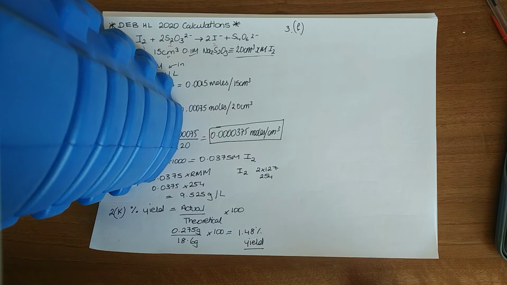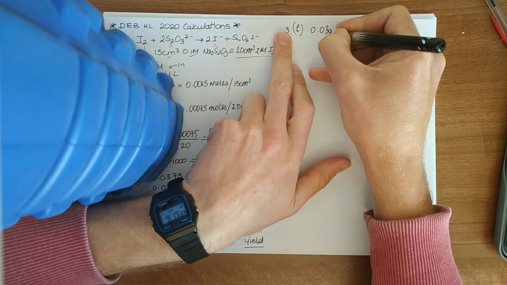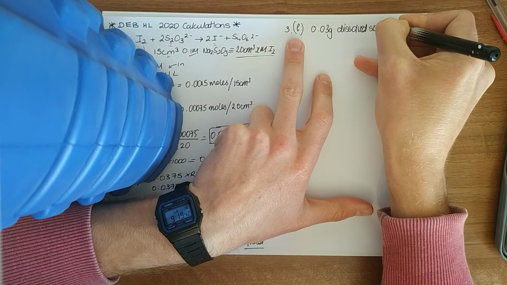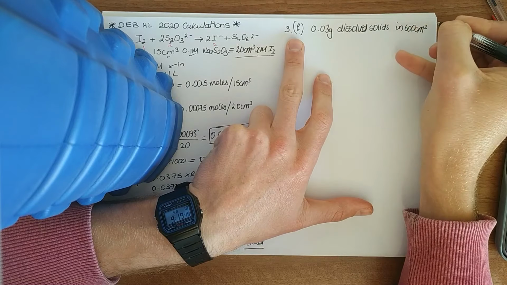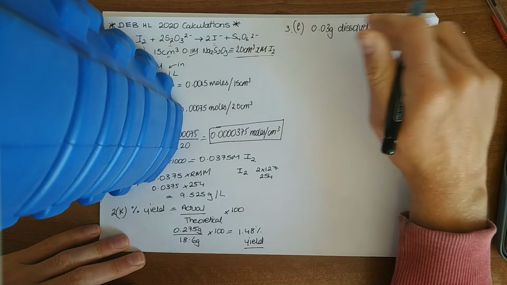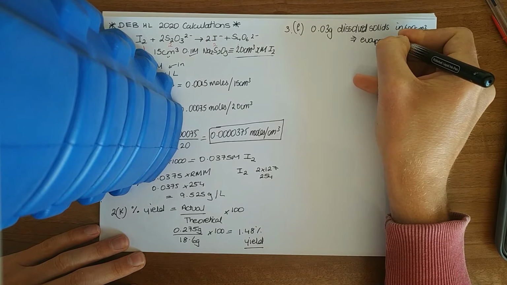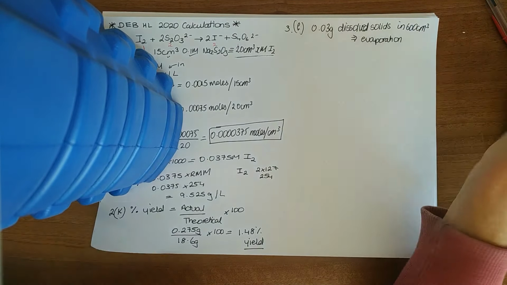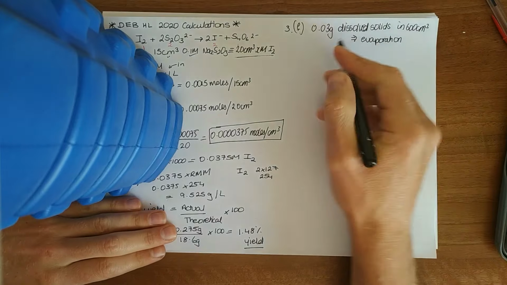It's been a while. So 3F, a 600 centimeter cubed sample of water is found to contain 0.03 grams dissolved solids in 600 centimeters cubed. Now dissolved solids, remember, since they're dissolved, you can't remove them by filtration. They're removed by evaporation. I probably should work out the suspended solids first because you remove those by filtration, but whatever. That's what you normally do anyway.